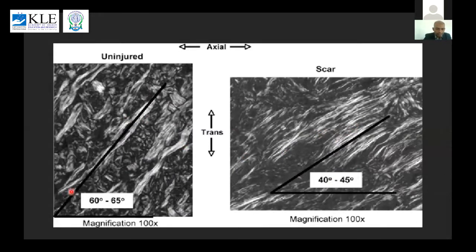As you can see, the fibers here are pretty much aligned. If you see, all are aligned at the degree of 60 to 65. Now, in this scar tissue, number one is the direction of the alignment has changed, because the alignment direction or the collagen directions also depend upon the functional stresses that the body gives.